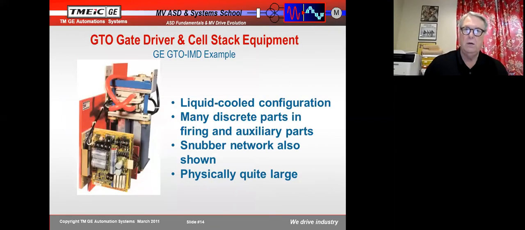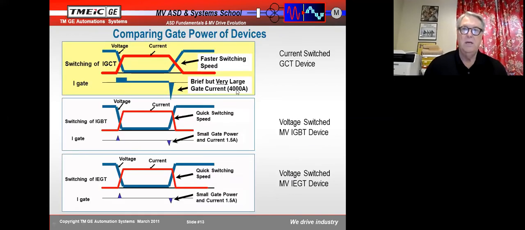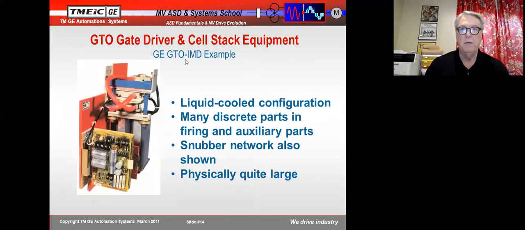Now take a look here. To turn on and off that GCT takes 4,000 amps going into the gate. So that's a thyristor type device, and that 4,000 amps is not going to act as quickly as an IGBT, and you're going to have very high losses in it. So if we look at an IGBT, 1.5 amps, that's a huge difference. And you can see, because of the switching speed and because of the gate current, we really prefer to use a transistor-based device as opposed to a thyristor-based device.